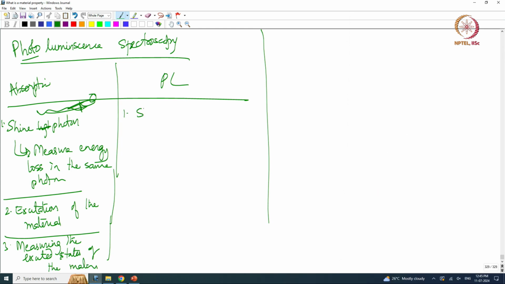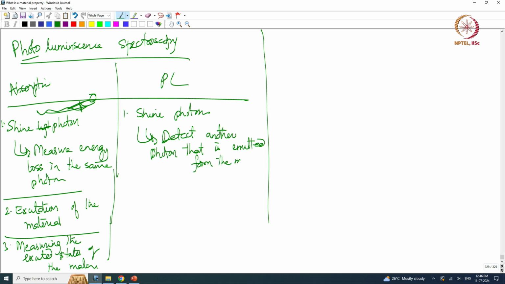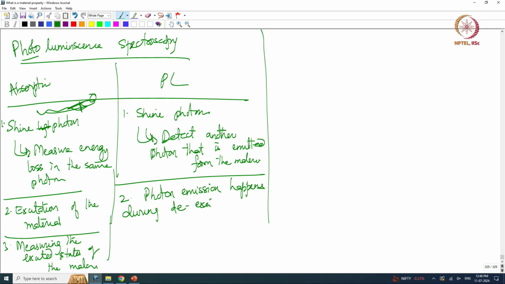Whereas in photoluminescence I shine a photon and I detect another photon that is coming from the material, not the same photon. So, I am not detecting the energy of the same photon, I am detecting another photon that is emitted from the material. And how is this another photon emitted? The photon emission happens during de-excitation. So, what I am measuring is the process of excitation to de-excitation. How is the material de-exciting, from a higher energy state? That is what you are measuring using photoluminescence.